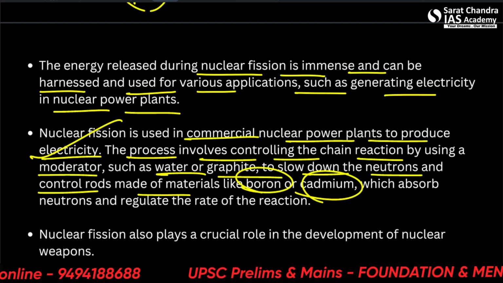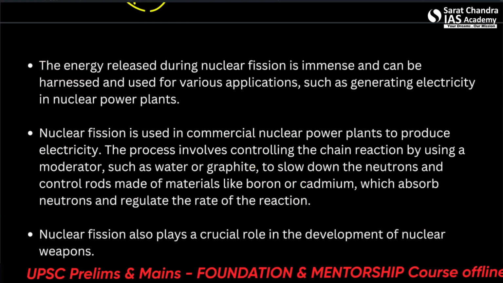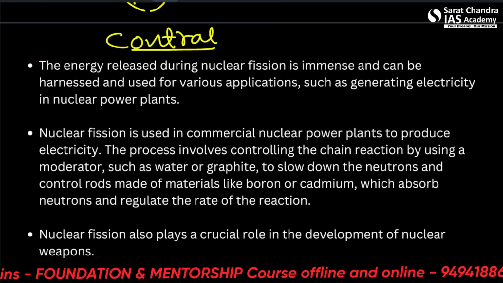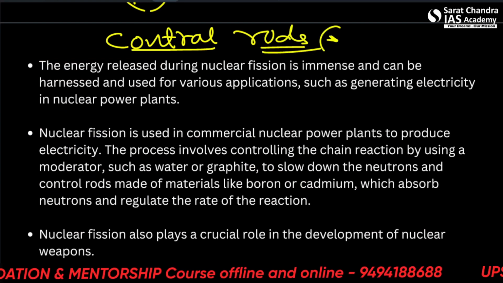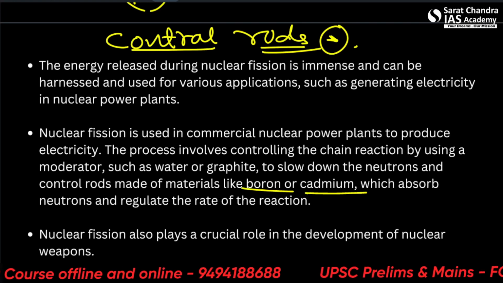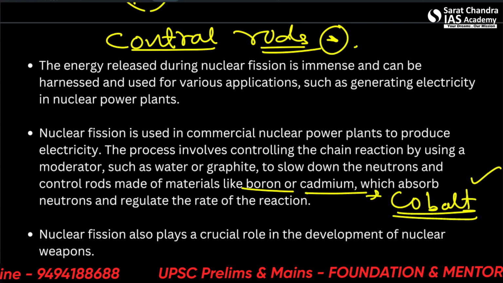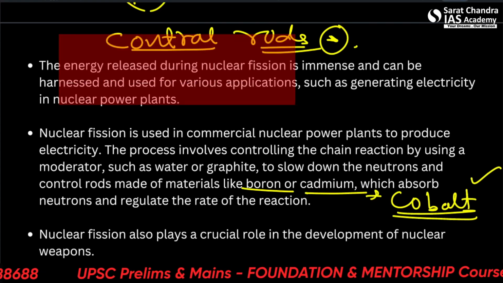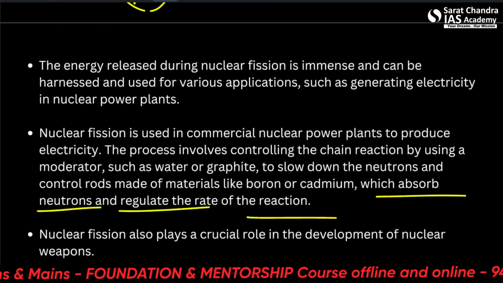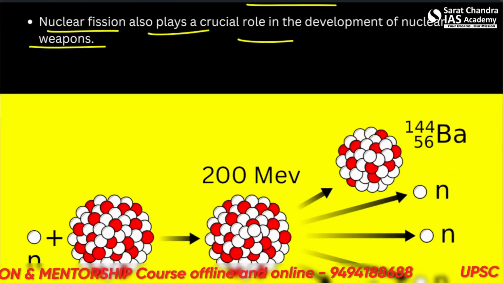Please remember these materials also, that boron and cadmium are used in the control rods. This is an important fact that can come directly as a question. Please remember these, boron and cadmium. Recently the question came on cobalt this year. Alright, so please note these down. They absorb neutrons and regulate the rate of the reaction. Nuclear fission also plays a crucial role in the development of nuclear weapons.